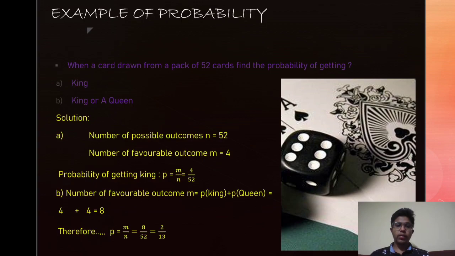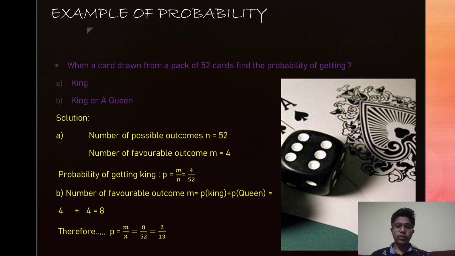When a card is drawn from a packet of 52 cards, find the probability of getting (a) king or queen. Solution: number of possible outcomes n is equal to 52 and number of favorable outcomes m is equal to 4. Probability of getting king P = m/n. m value is 4 and n value is 52.